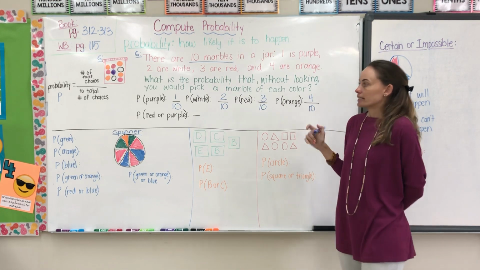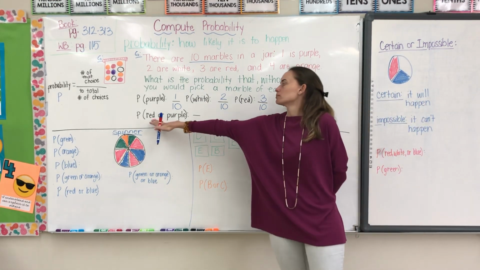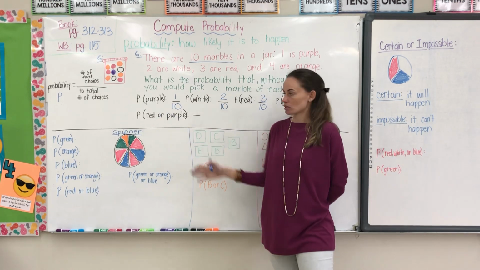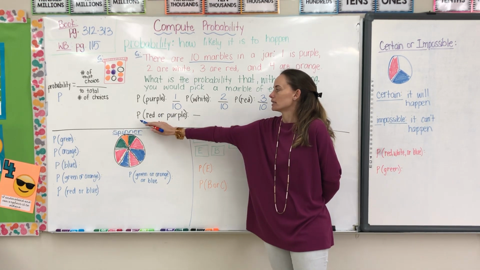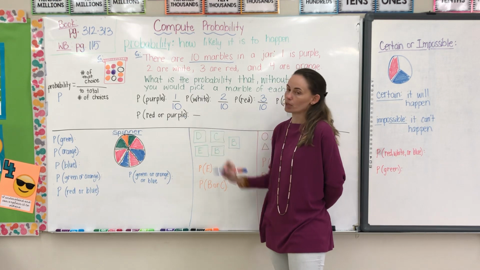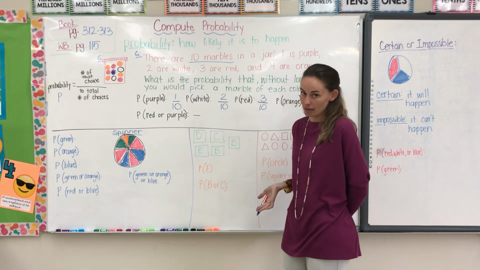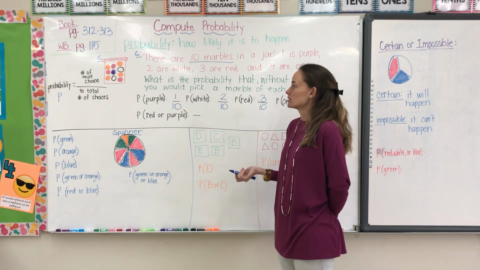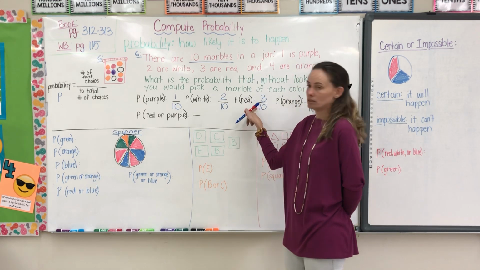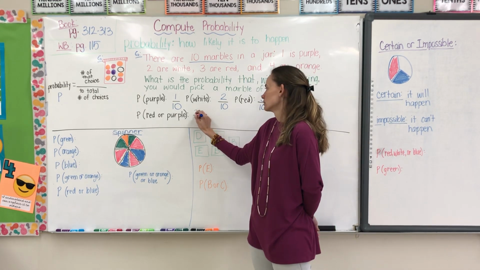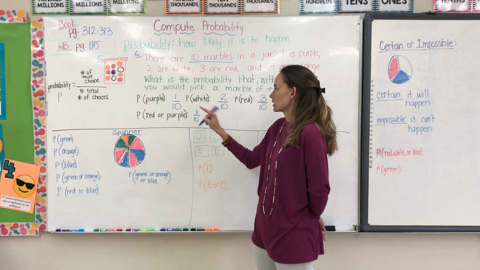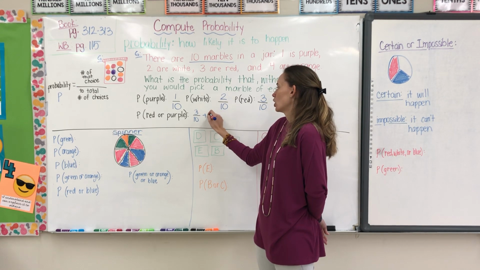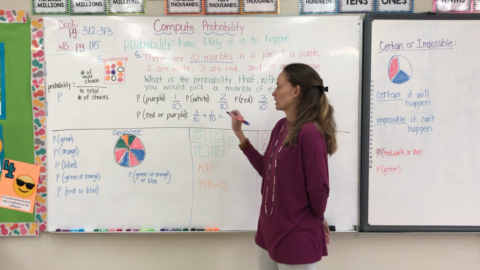Okay? Now sometimes they're going to ask you for 2 different options. So what is the probability of getting a red or a purple? Well, to figure that out, you have to see what is the chance of getting a red. We already know that's 3 out of 10. And the chance of getting a purple, a 1 out of 10 chance.